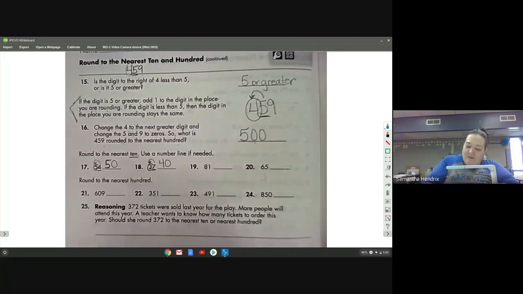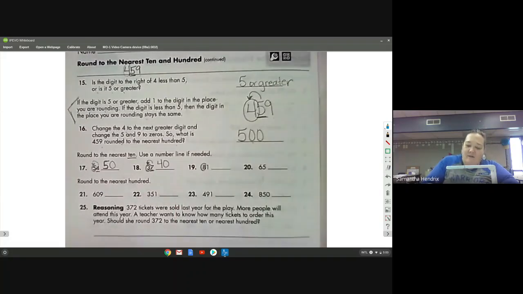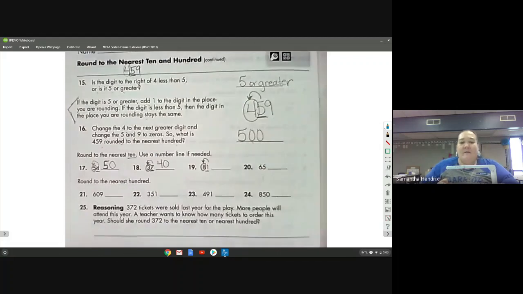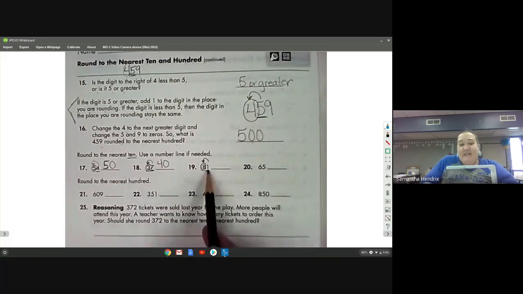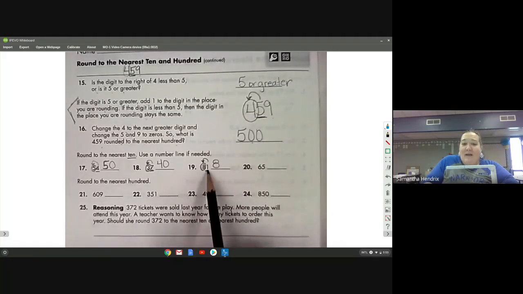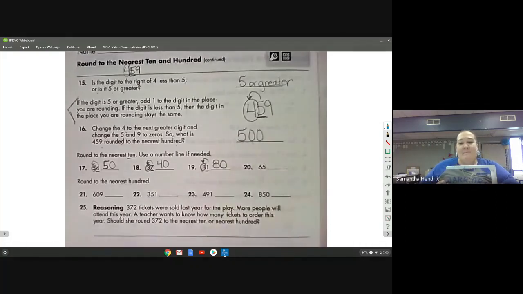Okay, let's do 81. So we're rounding to the nearest 10. So circle your 8 and underline your 1. Okay, that 1 is going to boss that 8 around. So is this number 4 or less or 5 or more? It's 4 or less. So this 8 is going to stay the same. It's going to rest. And then that 1, oh my goodness, it bossed that 8 around, so now it's going to run away. And we're left with a 0. Okay?